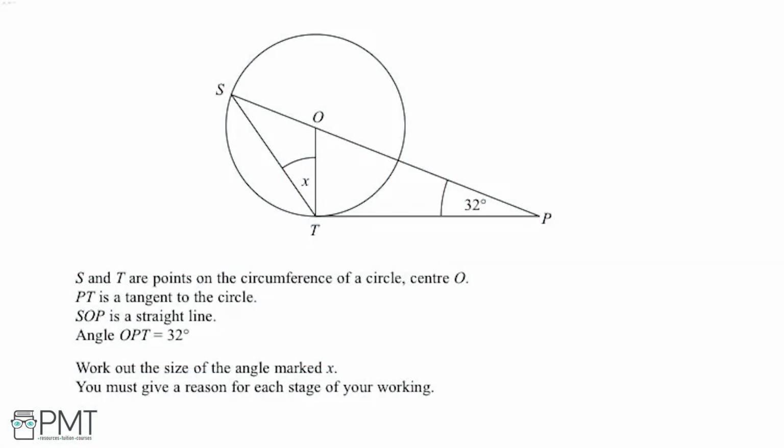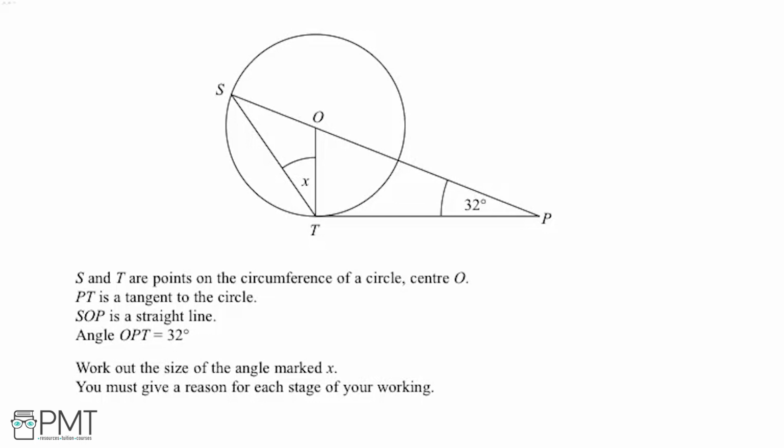S and T are points on the circumference of the circle, which has centre O. PT is tangent to the circle, and SOP is a straight line. Angle OPT is 32 degrees. Use this information, we need to work out the size of the angle marked X, and we must give a reason for each stage of our working.